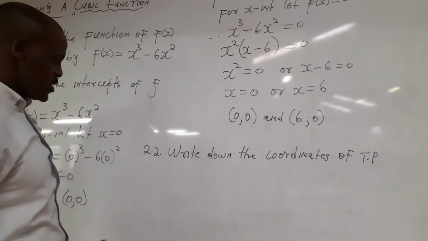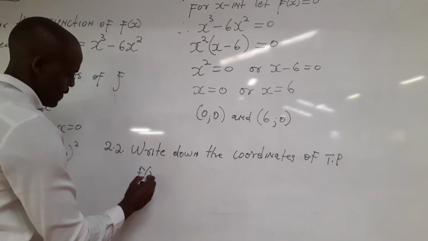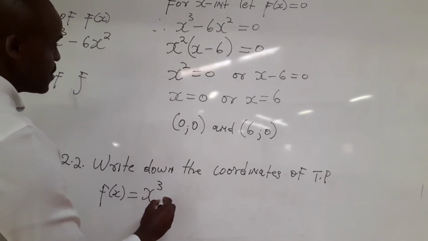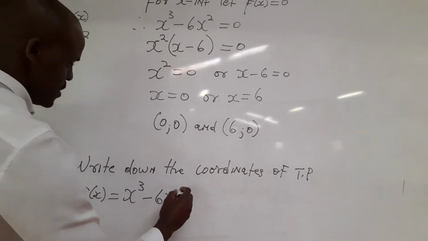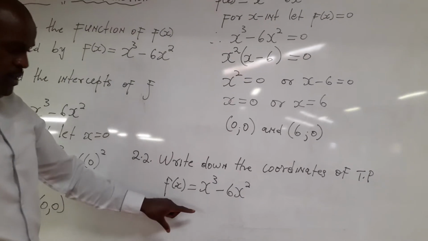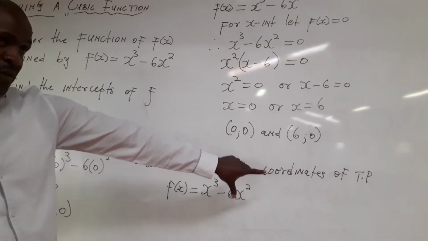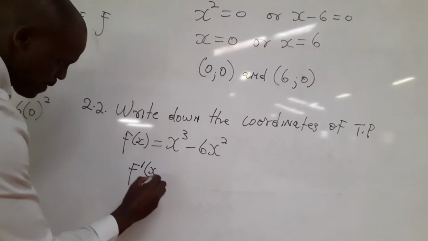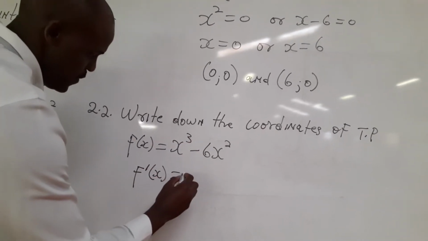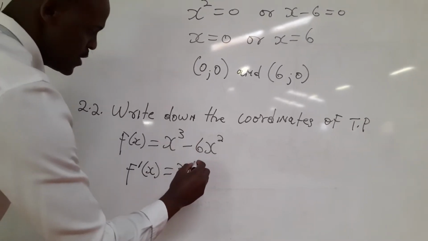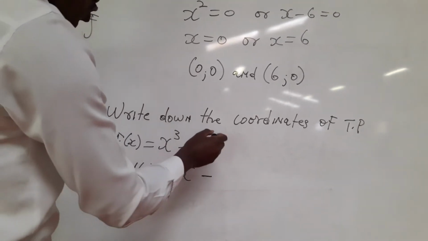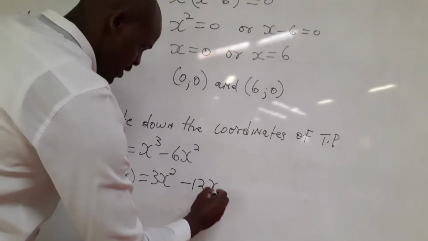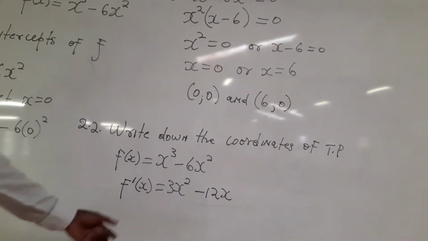So let's write our equation again. It's f at x equals x cubed minus 6x squared. And then remember, we are to find a stationary point. For stationary point, we derive: 3 times 1, that is 3, and then subtract 1, it's x squared, minus 2 times 6, that is 12x. This is our gradient.